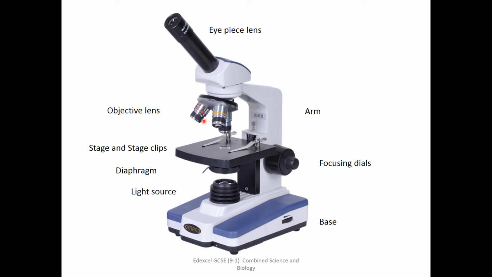We then have the objective lenses. These are of different magnifications. However, when initially looking at the specimen, you would start on the lowest magnification. The lenses are clearly marked with the magnification, as well as the length indicating the magnification. The longer the lens, the higher the magnification.